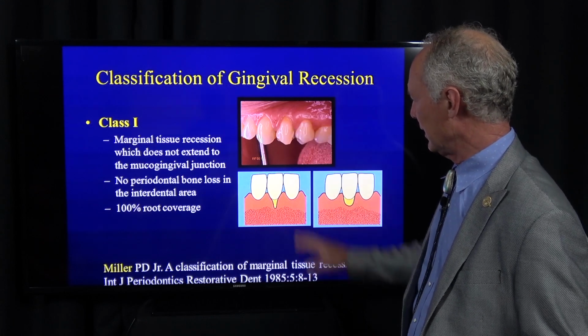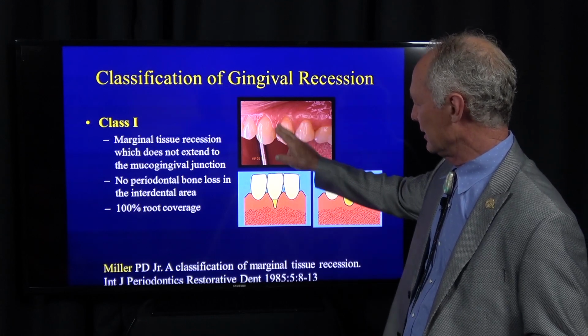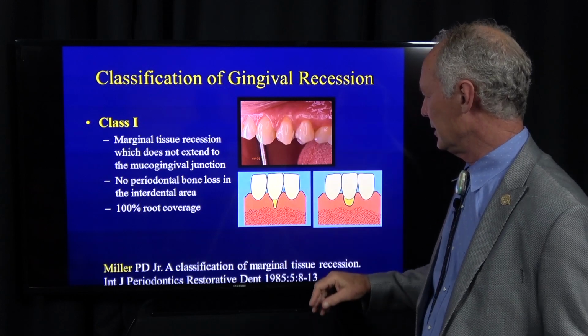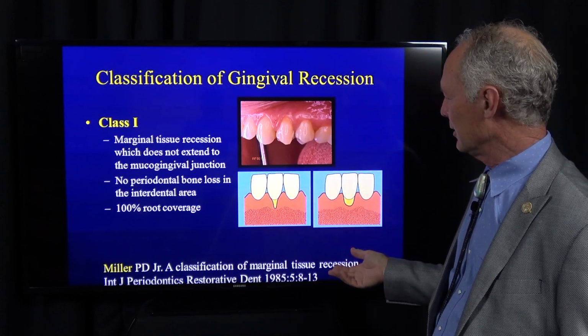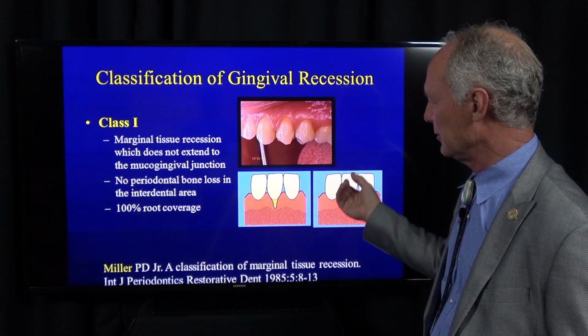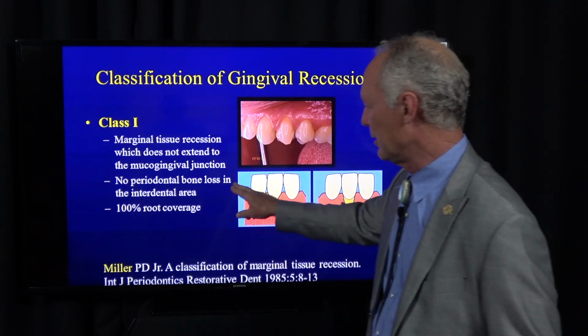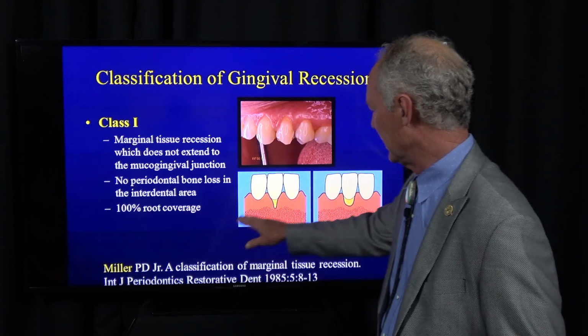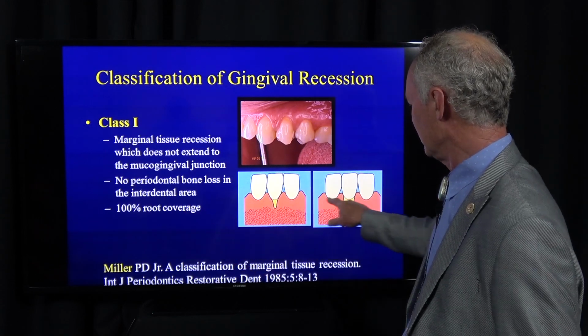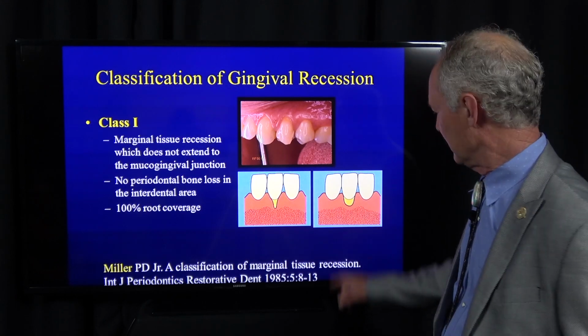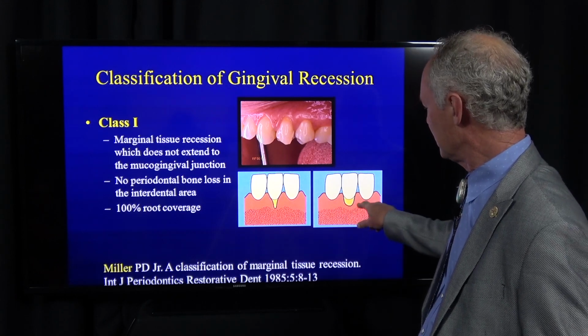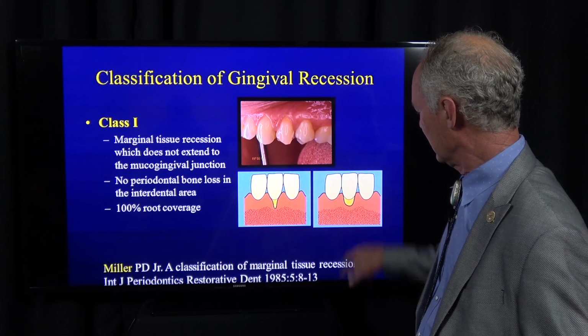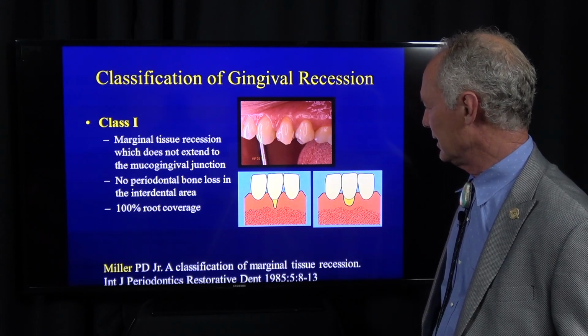So a class 1 means it does not extend to the keratinized attached gingiva. There's no periodontal bone loss in the interdental area. So you can expect 100% coverage of the tooth up to the level of bone in the interdental area.